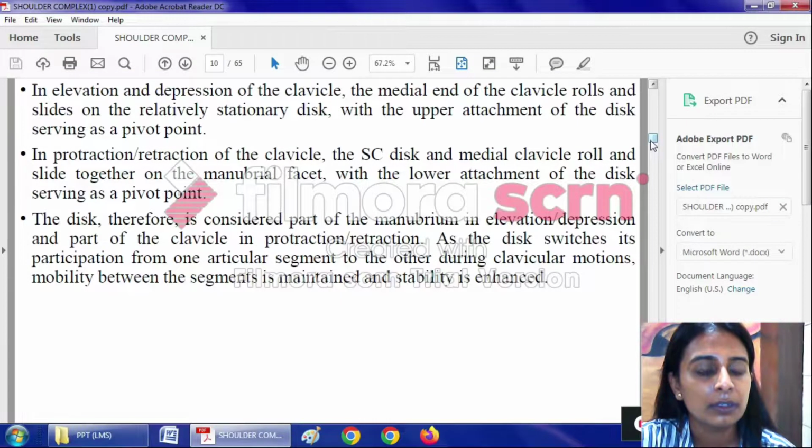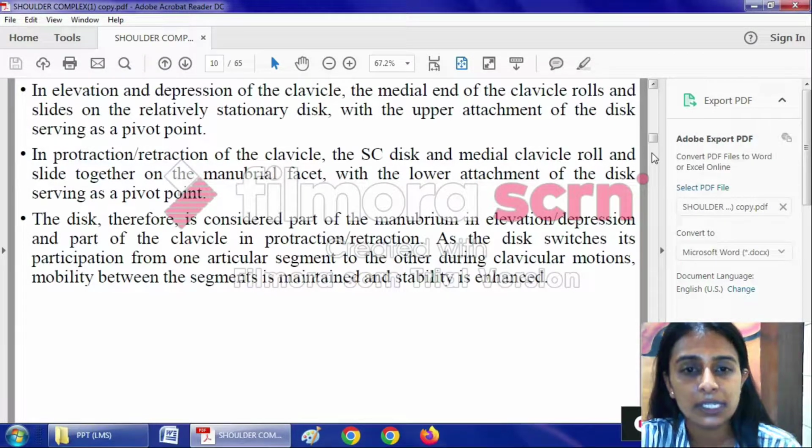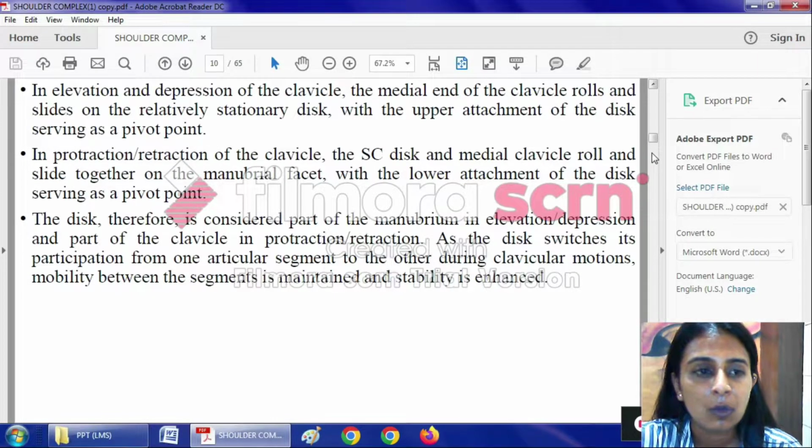In elevation and depression of the clavicle, the medial end of the clavicle rolls and slides on the relatively stationary disc, with the upper attachment of the disc serving as a pivot point. In protraction and retraction of the clavicle, the sternoclavicular disc and medial clavicle roll and slide together on the manubrial facet, with the lower attachment of the disc serving as a pivot point.